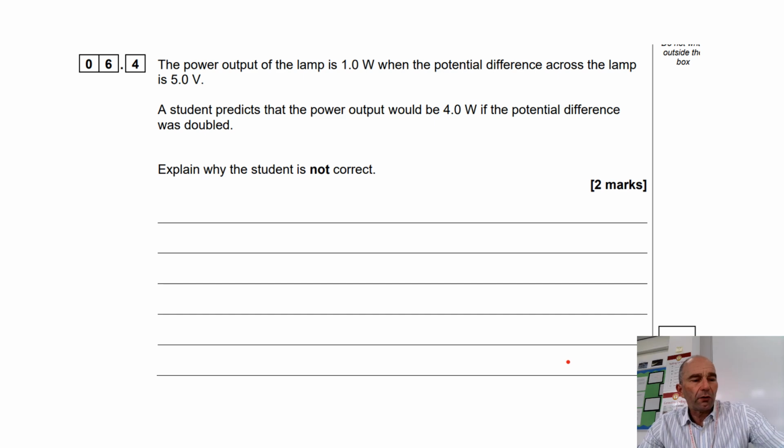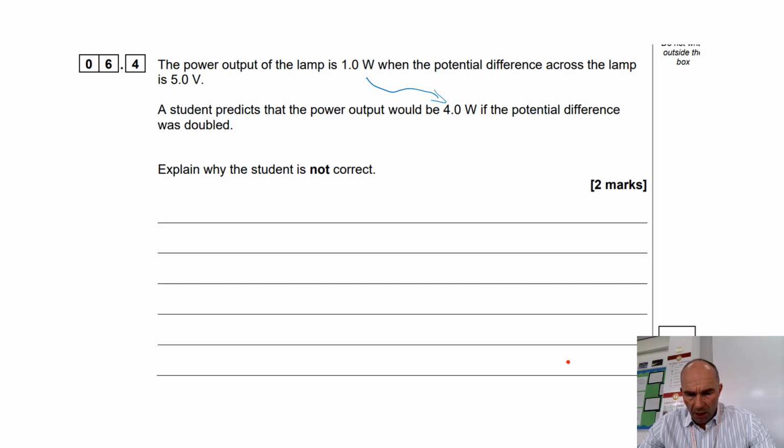Right, then question 6.4. So the power output of a lamp is 1 watt when the potential difference across the lamp is 5 volts. A student predicts that the power output would be 4 watts if the potential difference was doubled. Explain why the student is not correct. Now, we've gone from 1 watt to 4 watts. Well, that means that the power is quadrupled.